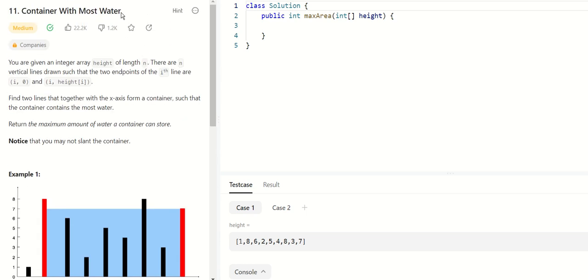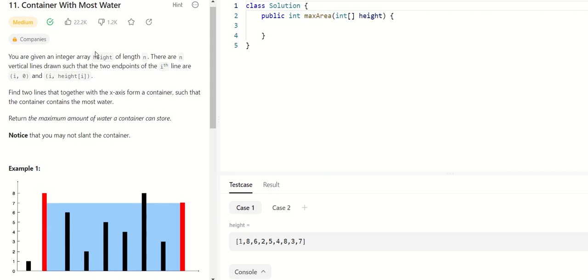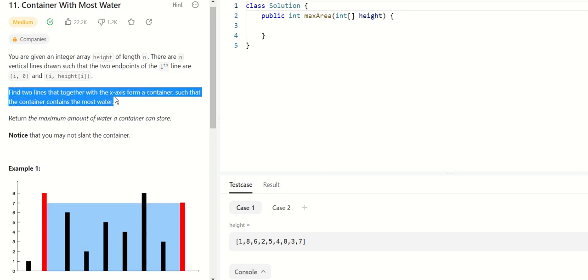So today we'll learn one more problem from the array, that is a medium level problem, that is basically Container With Most Water. So let's understand the problem. You're given an integer array of heights of length n, and what we need to find are the two lines that together with the x-axis form a container such that the container contains the most water.